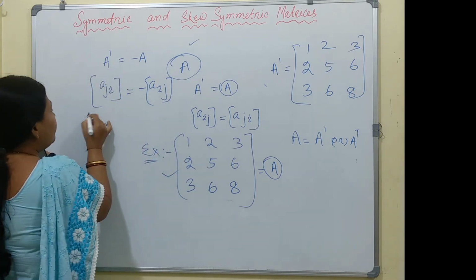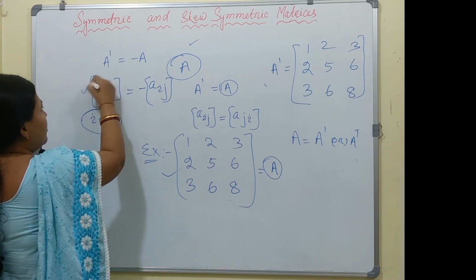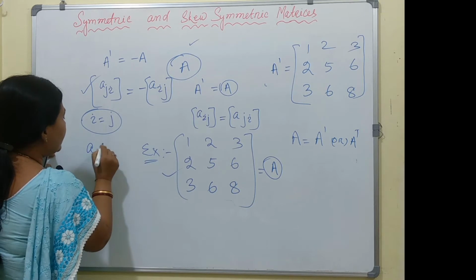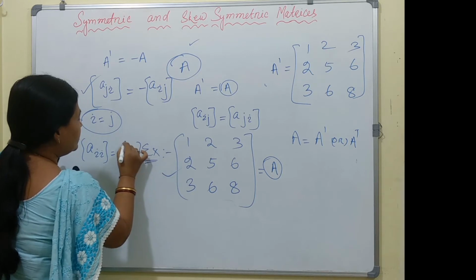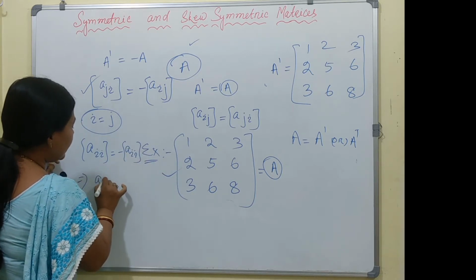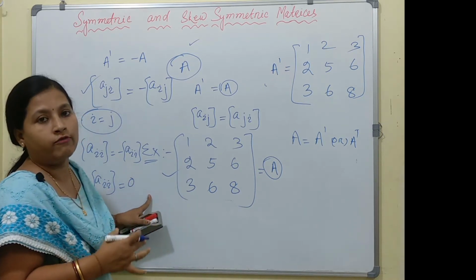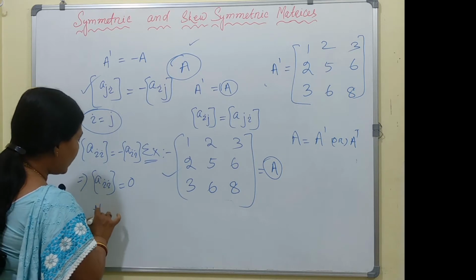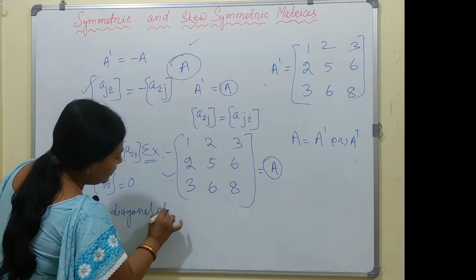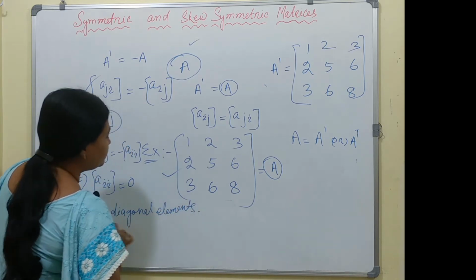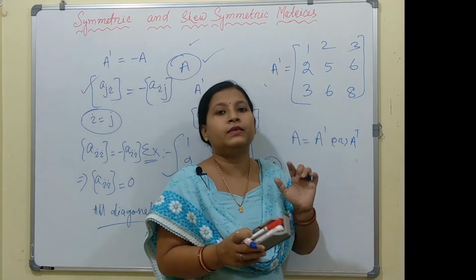If we take here i equal to j, then from this we get Aii is equal to minus Aii. So from this we get Aii is equal to 0 for all i. That means all the diagonal elements are 0. So a skew-symmetric matrix has diagonal elements equal to 0.